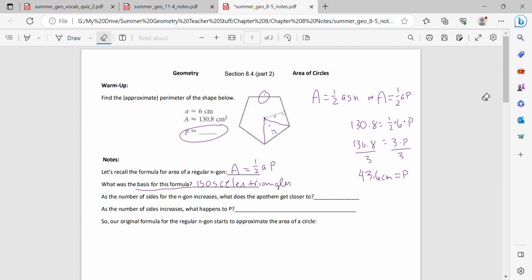The apothem was also a reference to a circumscribed circle. So if we think of a circle around our pentagon, the apothem is like the center of the circle that's circumscribed about the pentagon or whatever regular polygon we're talking about. But here, it's not actually a radius yet, but I want you to think about this. Because as the number of sides increases, the apothem gets closer and closer to the radius of the circle. It's circumscribed.